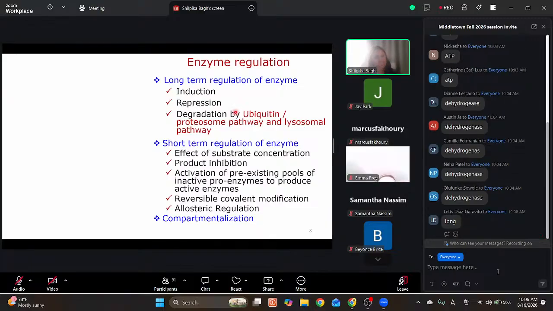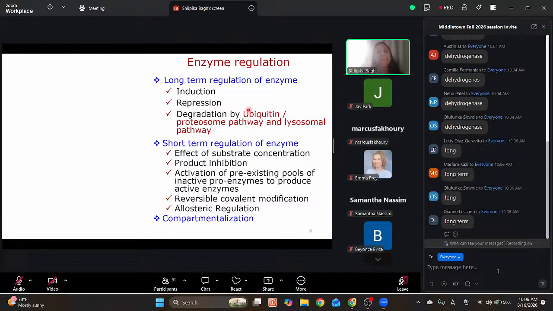So which took days and was at the level of gene? Was it long term or short term? Long term, it was at the level of gene, and it took days. Short term, students get confused. Although short term is in minutes, it's all reversible, right? It's for regulation, so it's reversible.